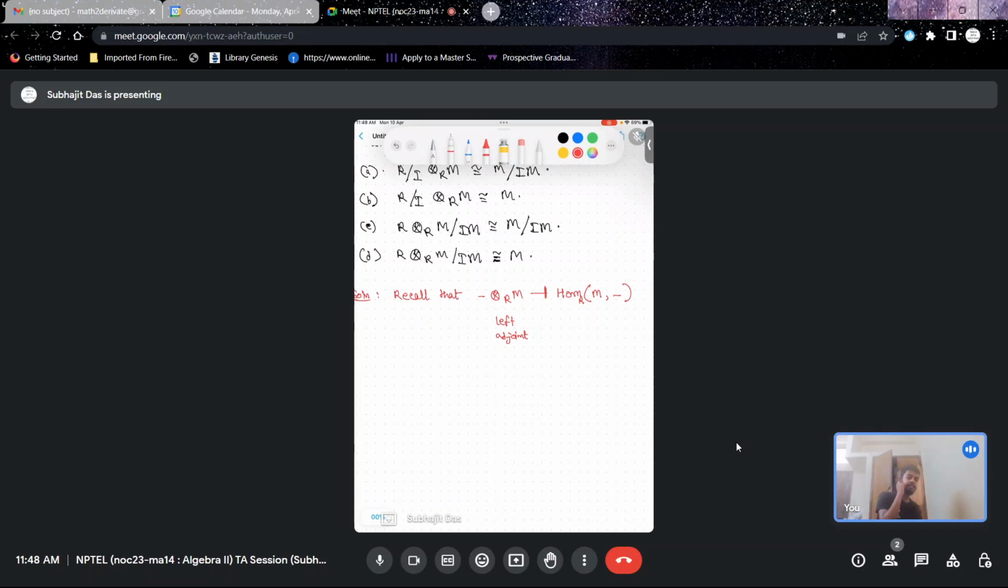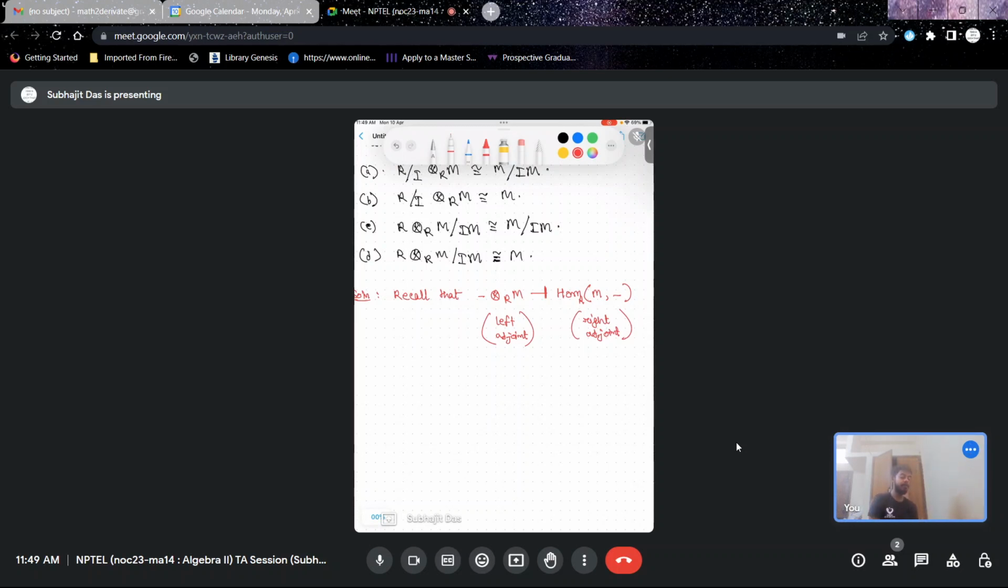So there is an adjunction between the two functors, with this being a left adjoint and this being a right adjoint. And left adjoints preserve all colimits. Whatever colimits are in their domain, those colimits are preserved in the codomain. Okay, so left adjoints preserve all colimits, right?